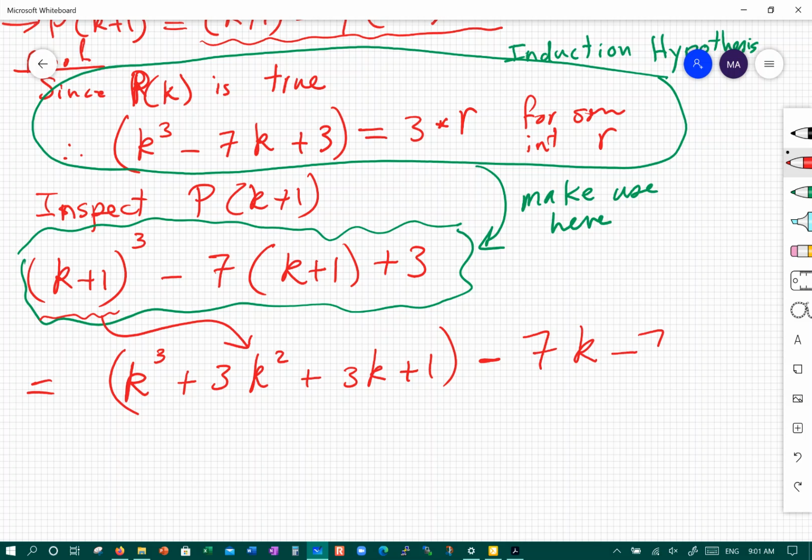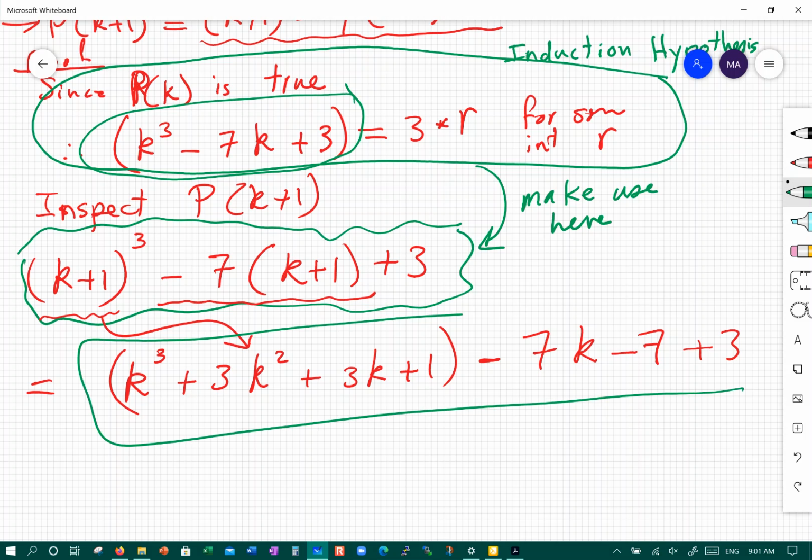7k minus 7. I'm expanding minus 7 multiplied by k plus 1 plus 3. I am not going to make any changes or additions or simplification until I look at this expression. How can I get the p of k, this expression, here? Remember, that's my job.